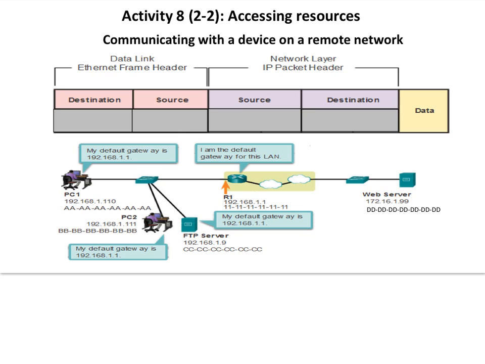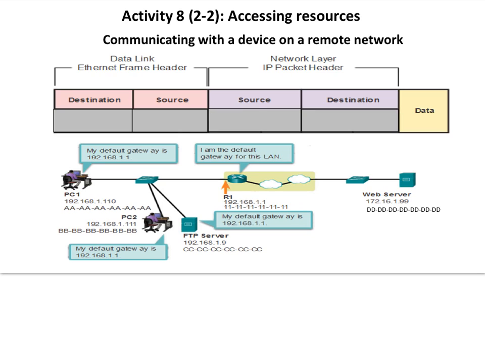The second and last case talks about if that remote host exists on a remote LAN, not on the same LAN. First, how does PC1 figure out that this FTP, or in that case it's a web server, exists on a different LAN?